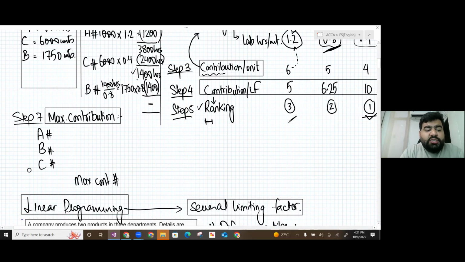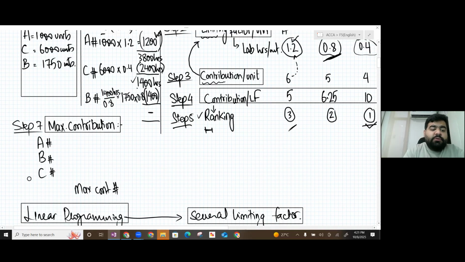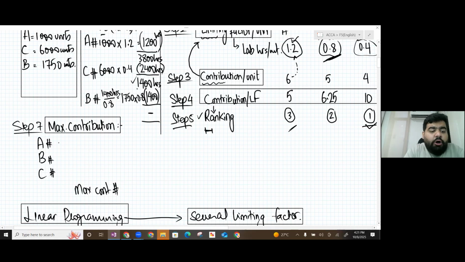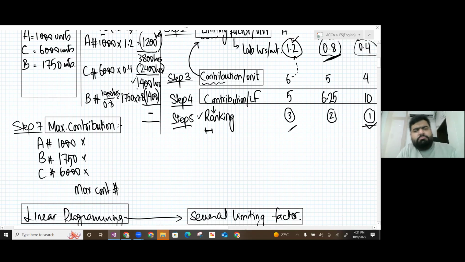For this maximum contribution, you know that of A you can produce 1,000, B only 1,750, and C 6,000. You need to calculate the maximum contribution: just multiply the units with the contribution per unit. That's not tricky. Simple.